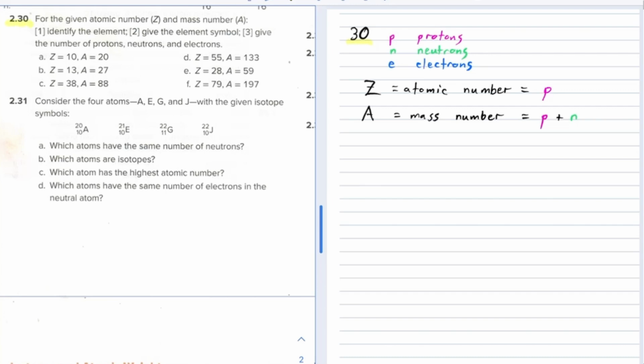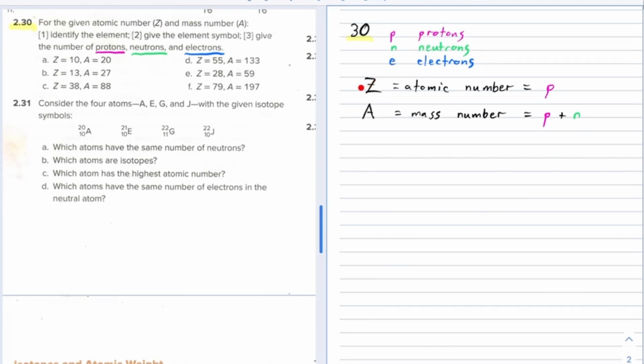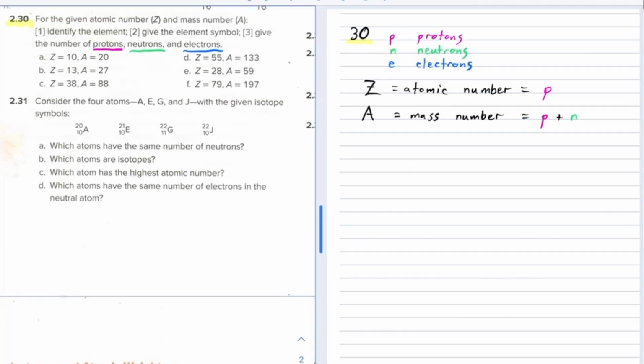Number 30. For the given atomic number Z and mass number A, identify the element, give the element symbol, and give the number of protons, neutrons, and electrons. So protons we will color pink, neutrons green, and electrons blue. As far as the atomic number and mass number, they are defined over here. The atomic number Z is the number of protons, and the mass number A equals the number of protons plus the number of neutrons. So we'll do a few of these.